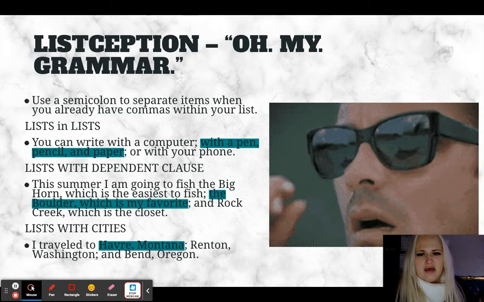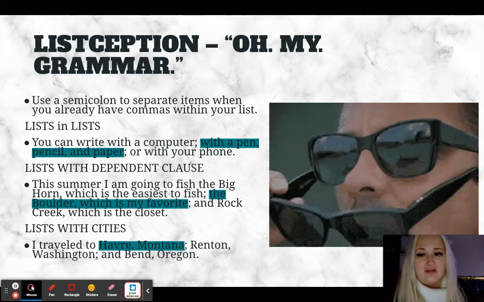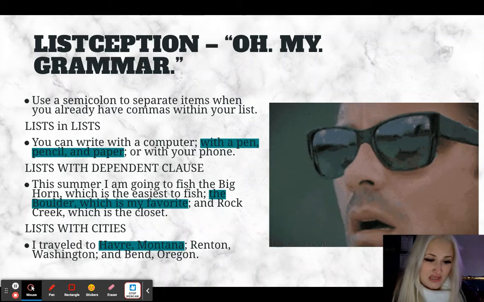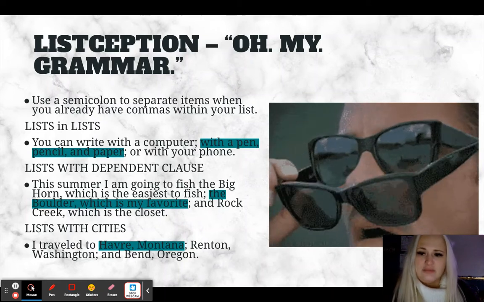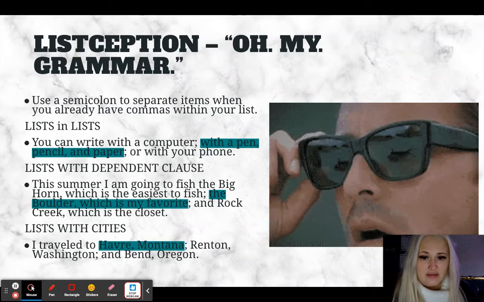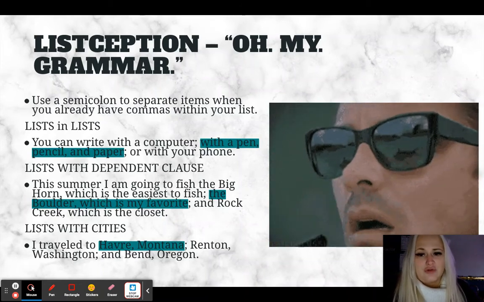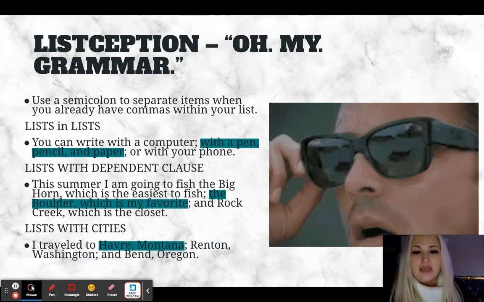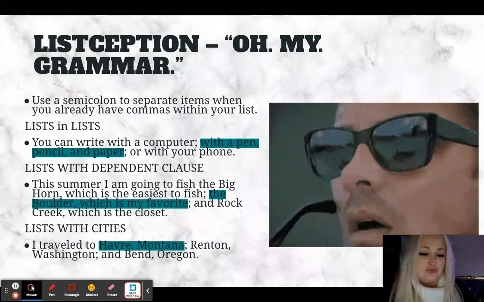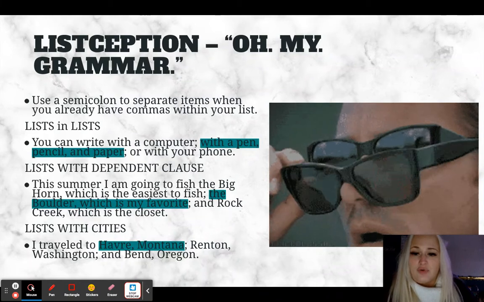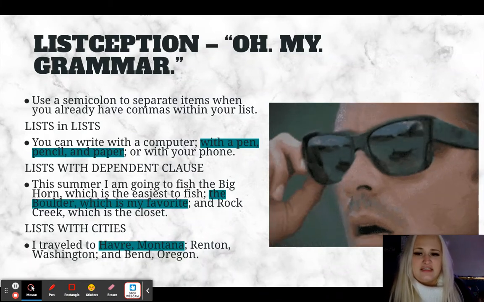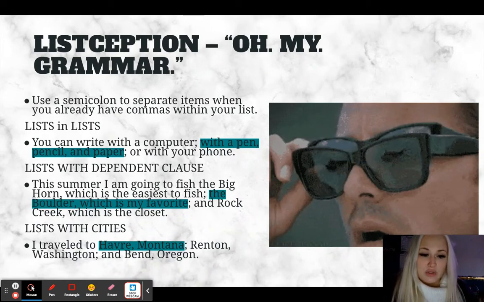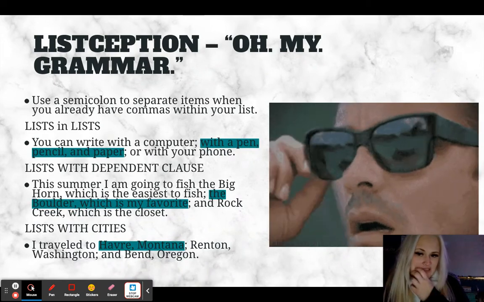Same thing when it comes to lists with dependent clauses as well. This summer, I'm going to fish the bighorn, which is the easiest to fish, semicolon, the boulder, which is my favorite, semicolon, and Rock Creek, which is the closest. If I just had multiple commas in there, it would make absolutely no sense. The bighorn, I'm going to fish the bighorn, which is the easiest fish, the boulder, which is the favorite, okay? So we need to separate those as to each piece of it.